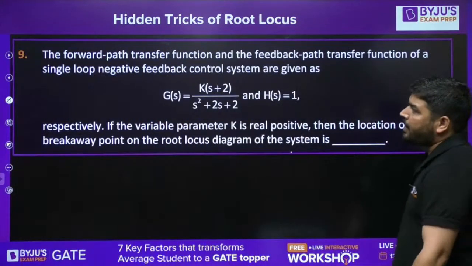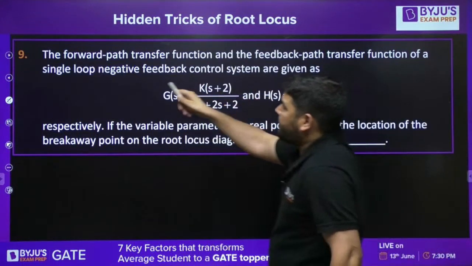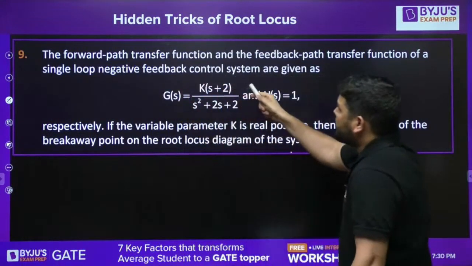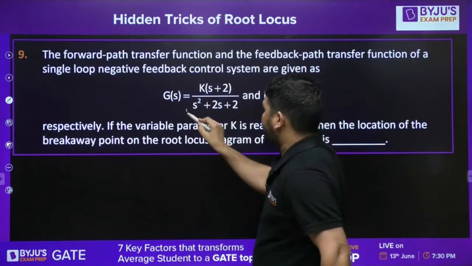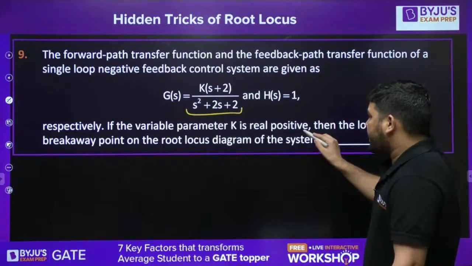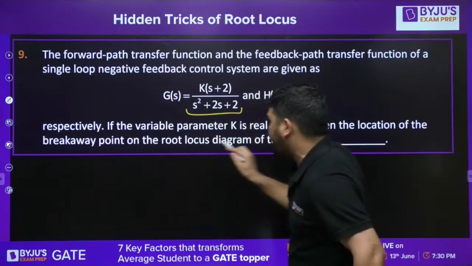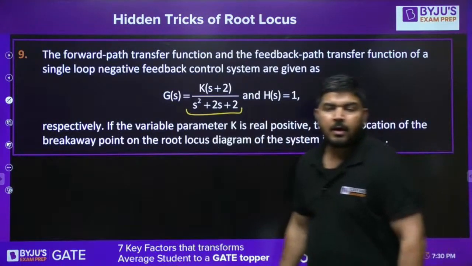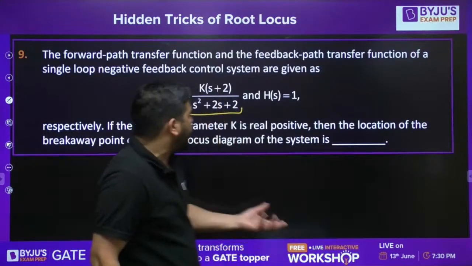In the next question, a forward path transfer function and the feedback path transfer function of a single loop negative feedback control system are given. This is my G(s), this is H(s), so G(s)H(s) is known to us now. If the variable parameter K is real and positive, it means K greater than 0, then we need to calculate the location of the breakaway point on the root locus diagram. How do we calculate it?